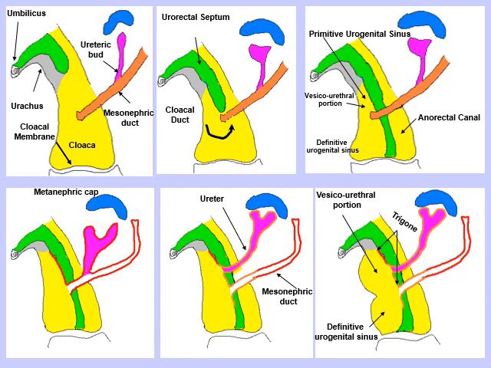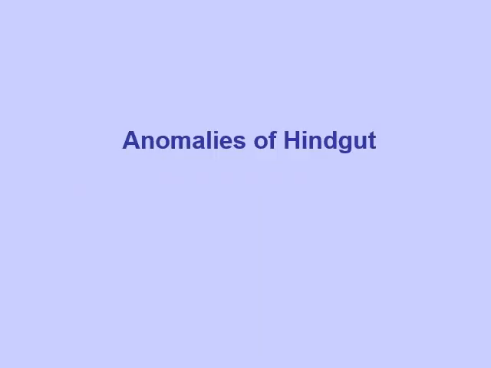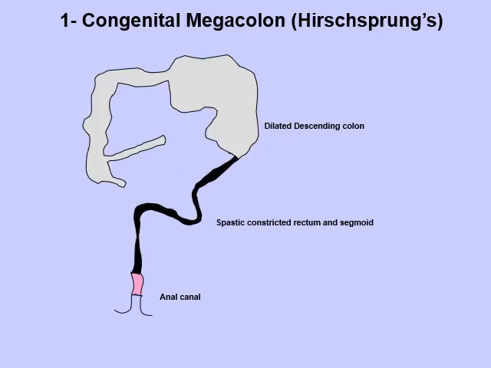These are the stages of development of the urinary part, but we talk about the posterior part of the cloaca, which is the anorectal part, and it is the source of the rectum and the upper part of the anal canal. Anomalies of the hindgut: we have what is called Hirschsprung disease or congenital megacolon. It results in a dilated descending colon due to a spastic, constricted rectum and sigmoid, or the absence or presence of aganglionic segments.